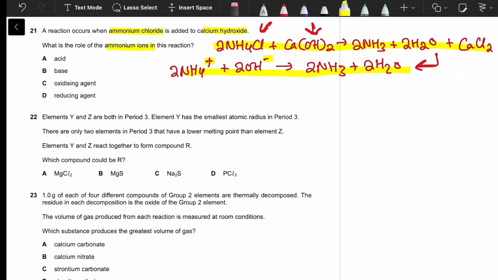So really, what is taking place here? We go from hydroxide to water. We gain a hydrogen, and ammonium ions lose their hydrogen. So what's happening here is ammonium ions are donating hydrogens. The donation of hydrogen is a characteristic feature of acids. Therefore, ammonium ions are acting as an acid.